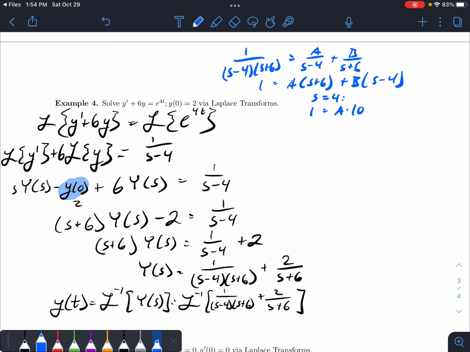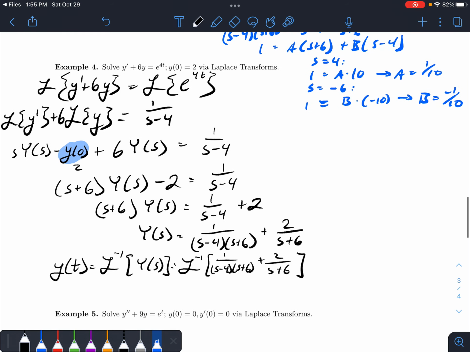Okay, plug in s equals 4, and you get 1 is equal to a times 10 plus b times 0. So a is equal to 1/10. And then plugging in s equals -6, you get that 1 is equal to a times 0 plus b times -10. So b is -1/10.